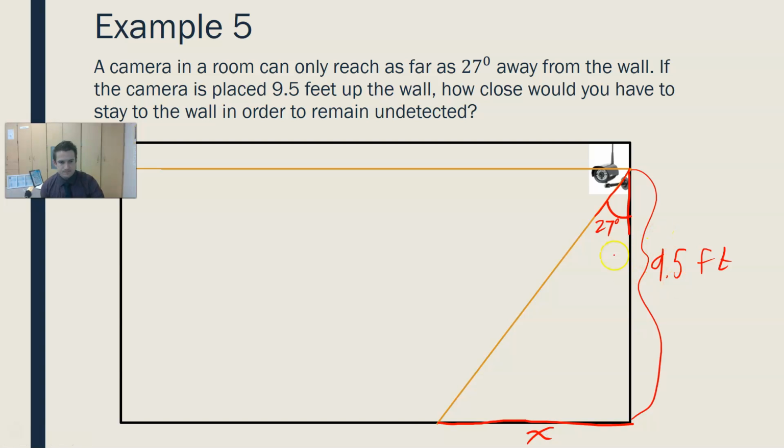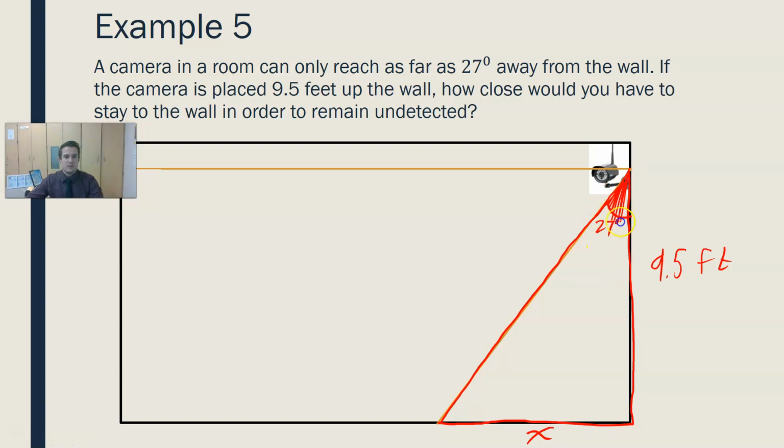Okay. So there's my triangle. There's this little triangle of space that the camera can't reach. This angle is 27 degrees. This missing side down here, the distance away from the wall, I'm going to call x. And then the height that the camera's up on the wall is 9.5 feet. Okay, well, I've drawn my picture. I've labeled my sides with the information I know. Let's determine what trig ratio I'm going to use.